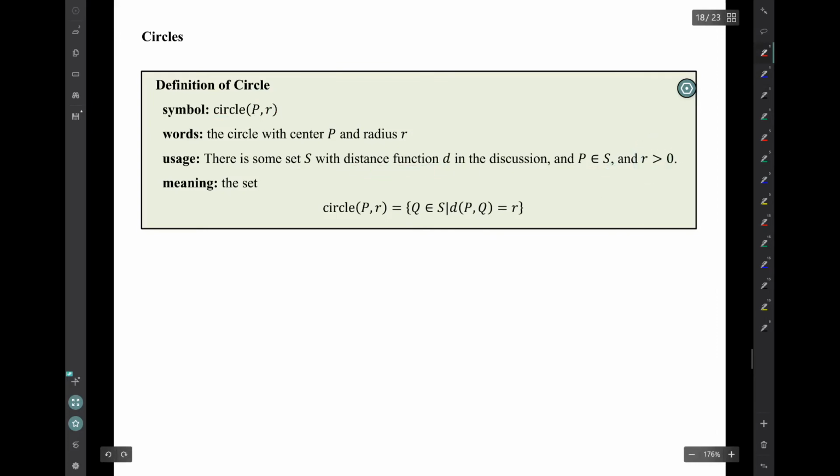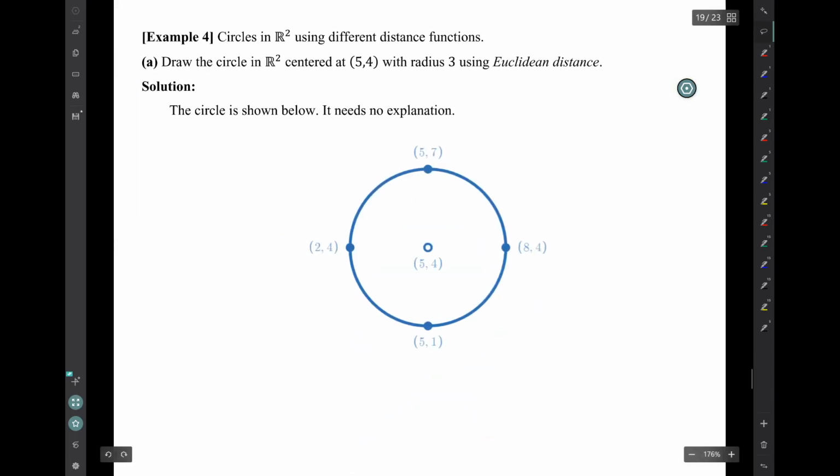Now, what does that symbol mean? Well, it means this set. That symbol stands for the set of all points Q in the set S that satisfy this requirement. The distance from P to Q is r. So it's just the usual circle definition you've known about for years.